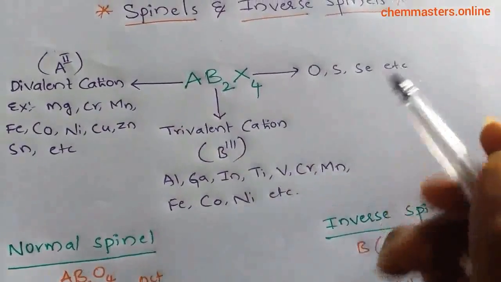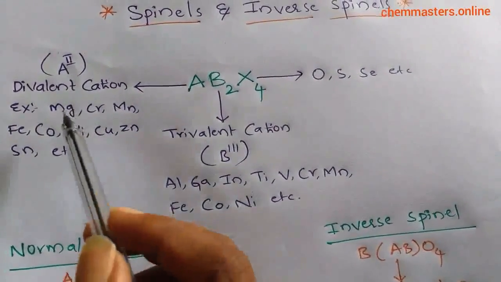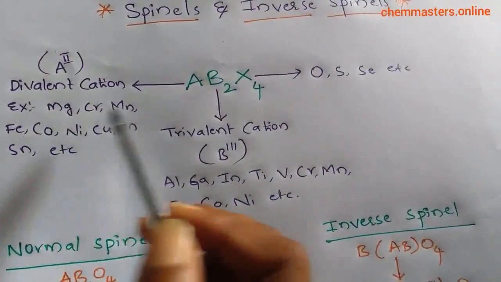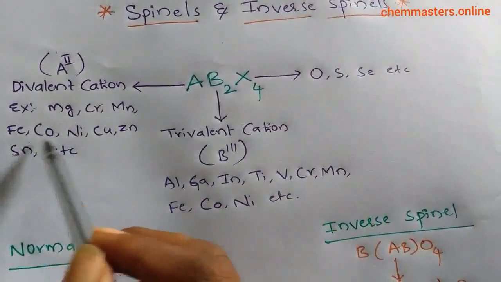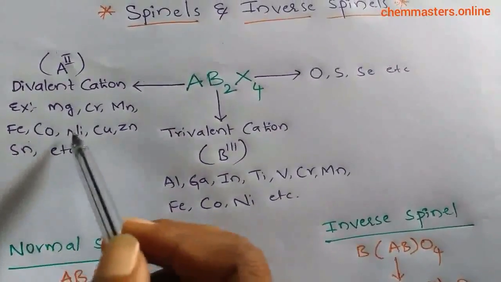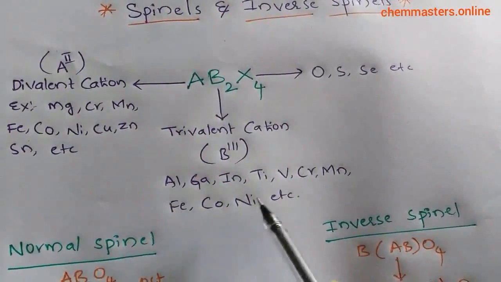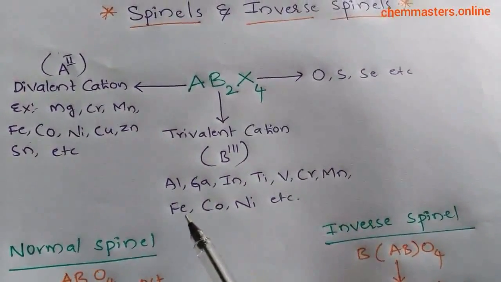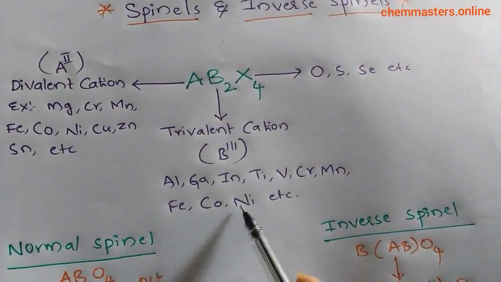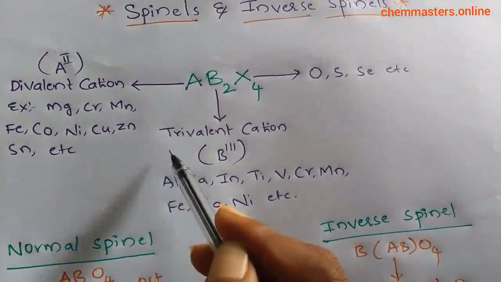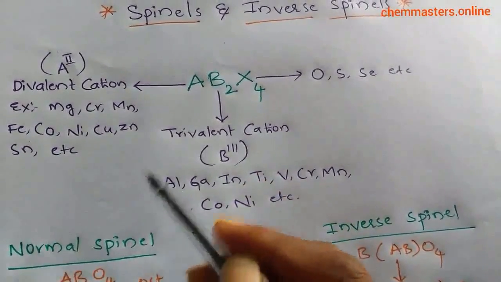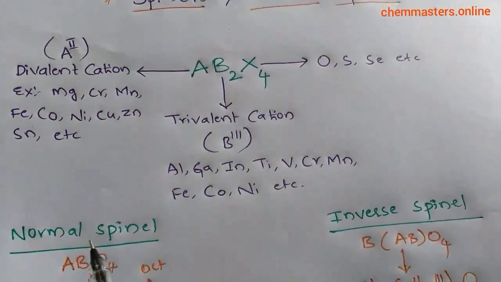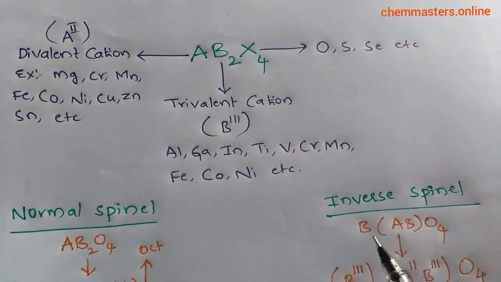If you observe here, some of the elements are in the divalent group, that is in A, like iron, cobalt, nickel, and they are also present as trivalent cations, which we represent as B. So that's why iron, cobalt, nickel can appear in both, and there is a chance of different kinds of spinels. That means we have two types of spinels: one is normal spinel and another one is inverse spinel.